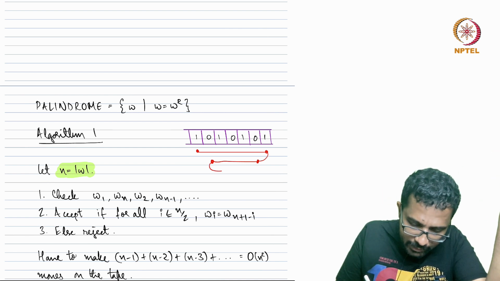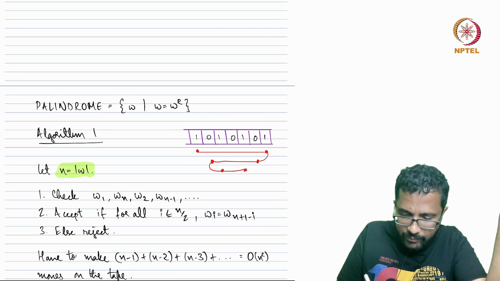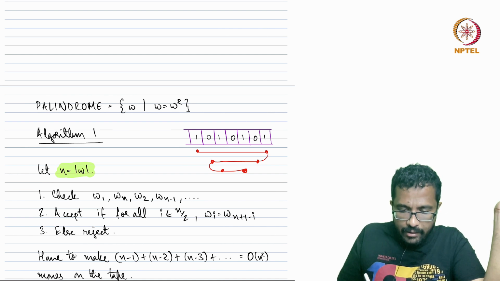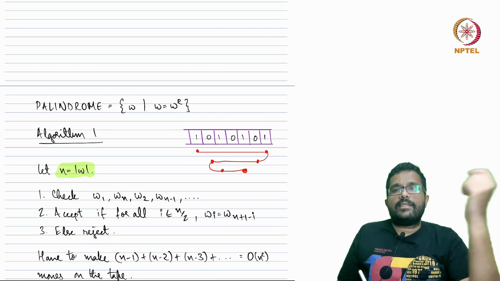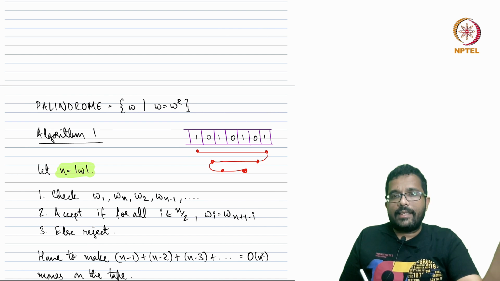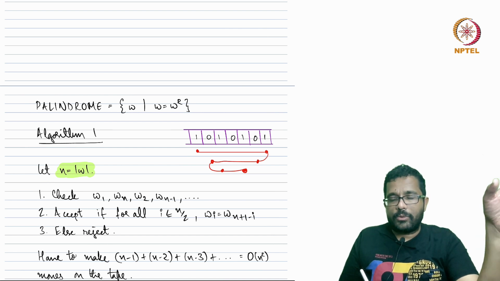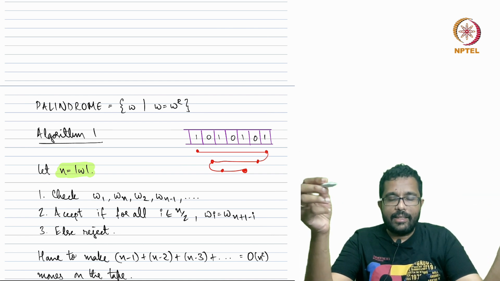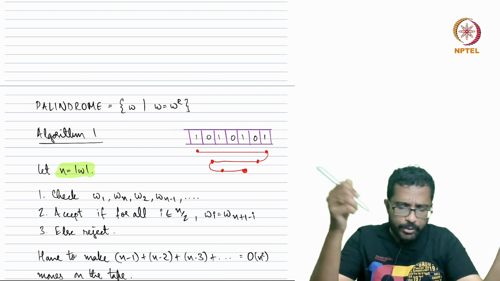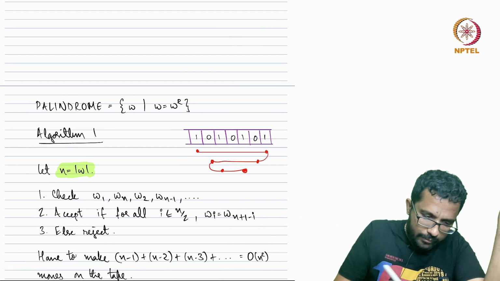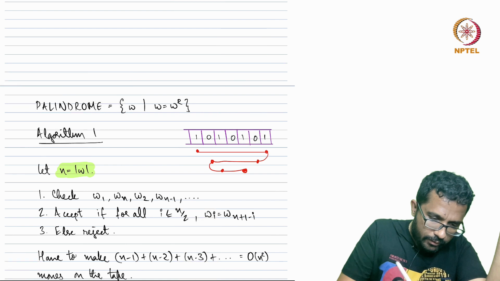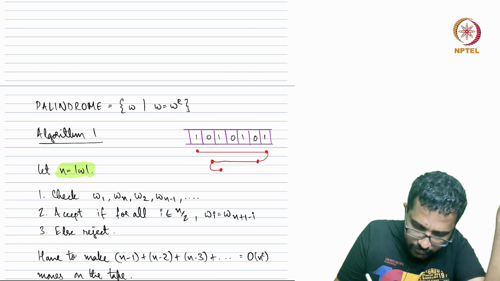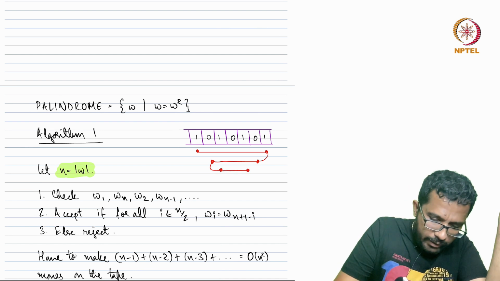So now you check the third symbol and the third last symbol, and then you keep doing this. Basically you check first and last, second and second last, third and third last, and so on. If at any point there is a mismatch, you reject. Otherwise, you come to the end and then you accept. That's what we are doing here.